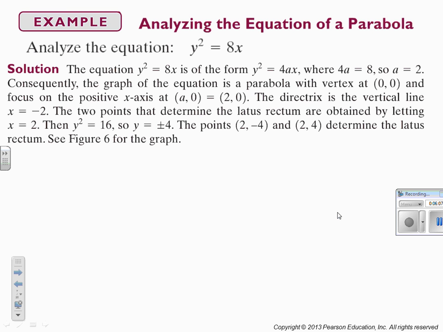This means, with our vertex at 0, 0, that the focus has to be at a comma 0, which is 2 comma 0. The directrix has to be at x equals negative 2. And then now we're going to find the latus rectum. So if x is equal to 2, y squared is equal to 16. And so y is equal to plus or minus 4. So the points 2, negative 4, and 2, 4 are the latus rectum. That is how we analyze this graph.